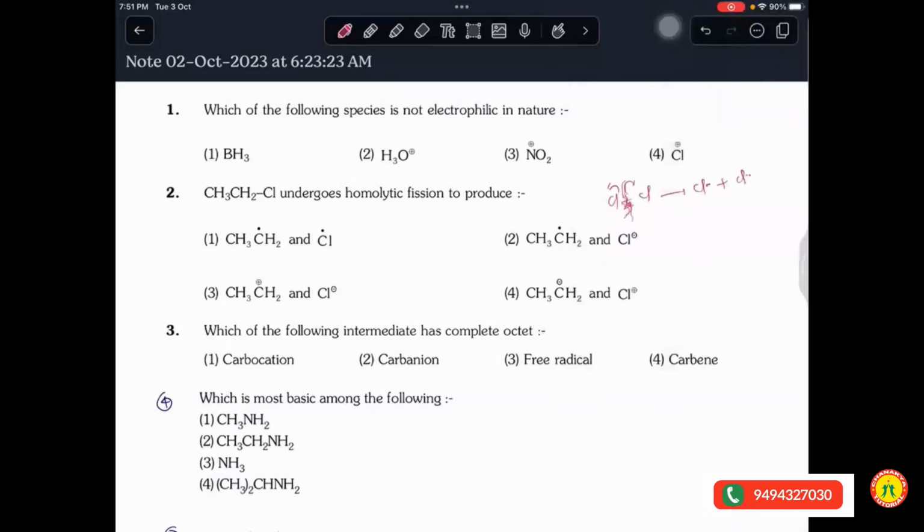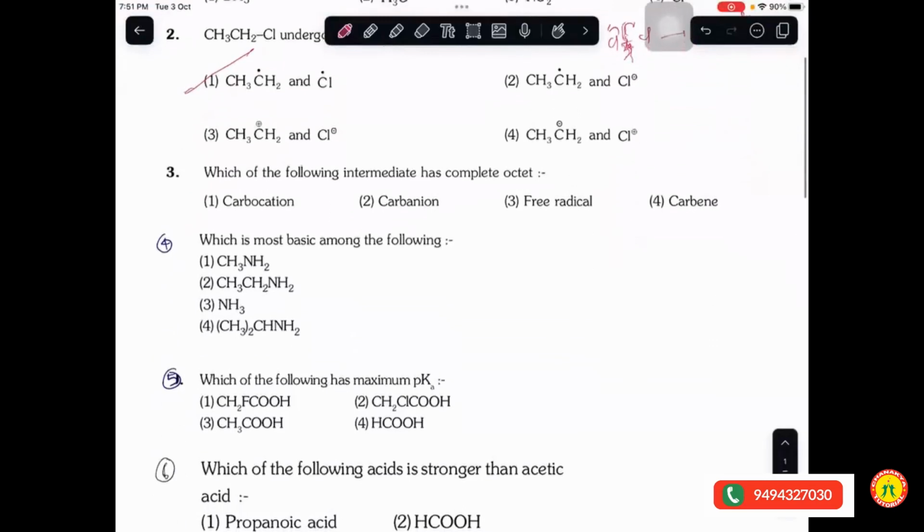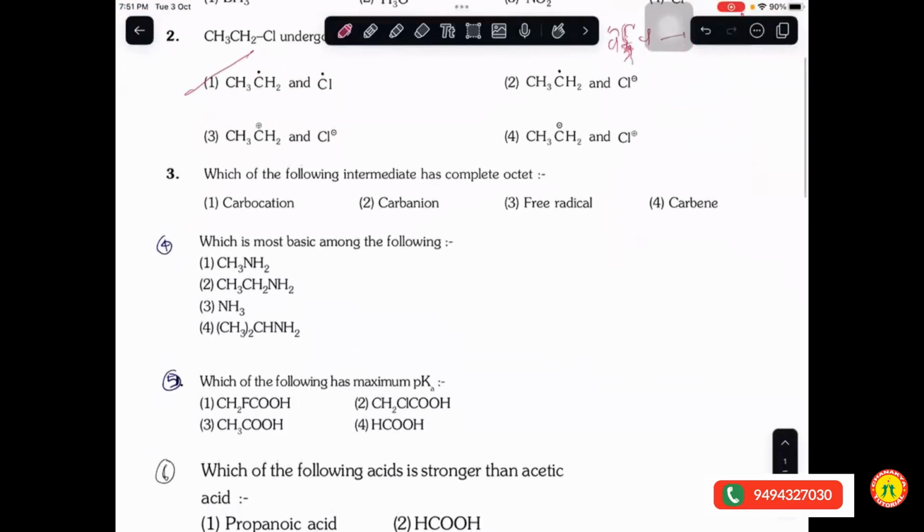And what's the answer for the fourth and fifth one? The second one you understand, right? Got it. Next, the fourth one. If more methyl groups are there, then it is more basic, right? See, here only one is there, here nothing else is there. You check the second one and the fourth one.